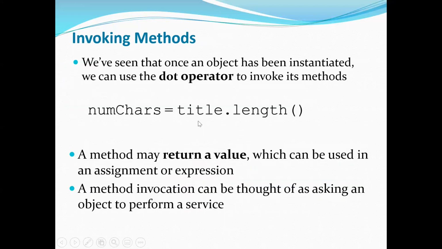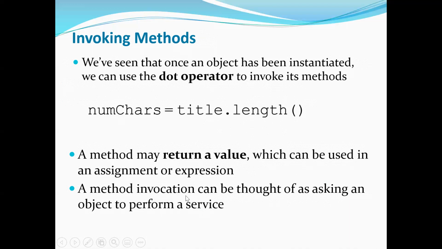Now, the object title can use any method that belongs to the string class. So here we have title.length. And length is a special method that belongs to the string class, and it will return the number of characters in the string. So a method may return a value which can be used in an assignment or an expression.